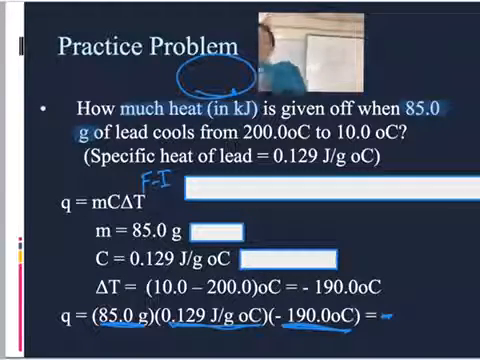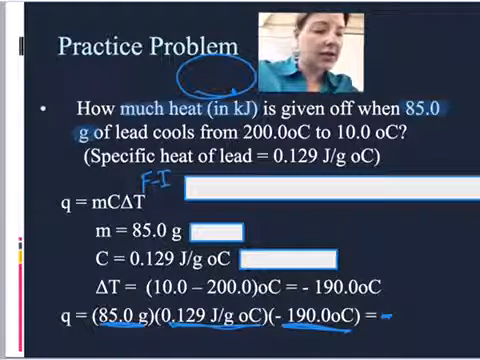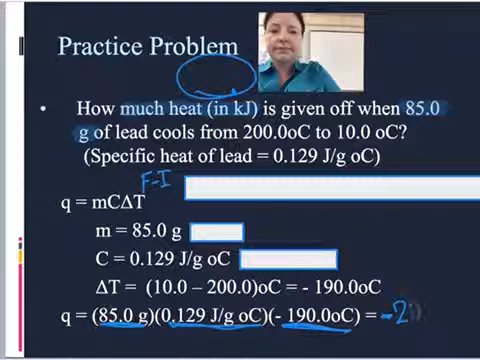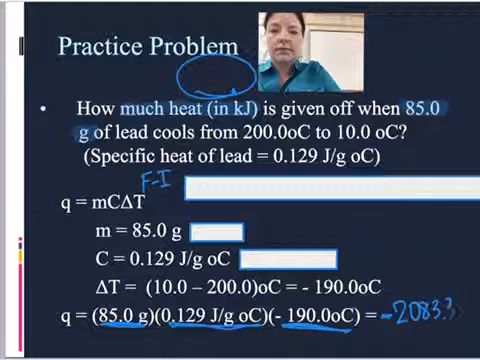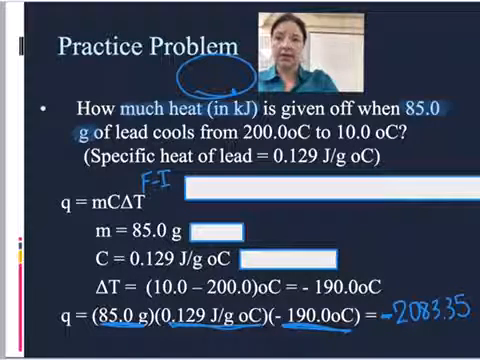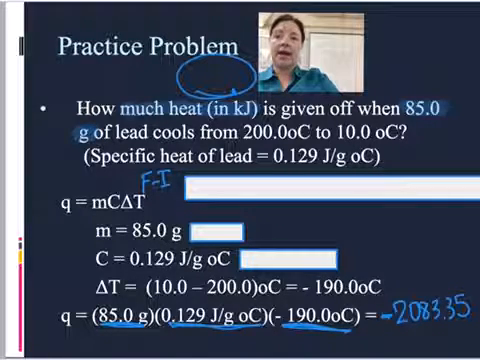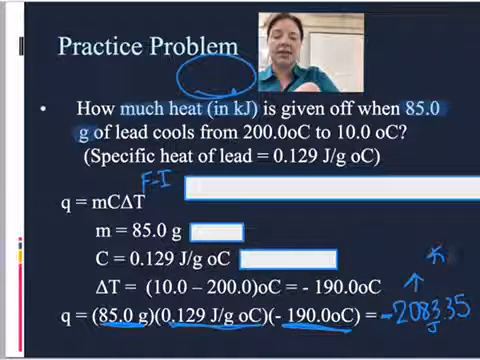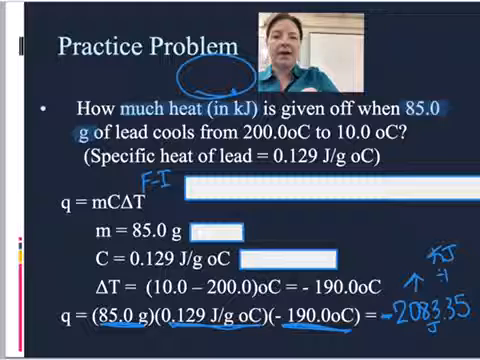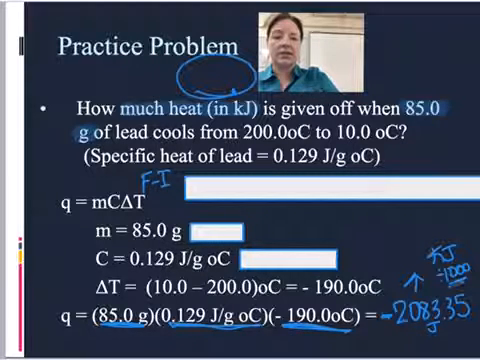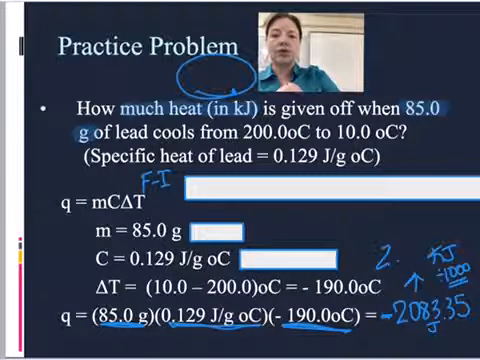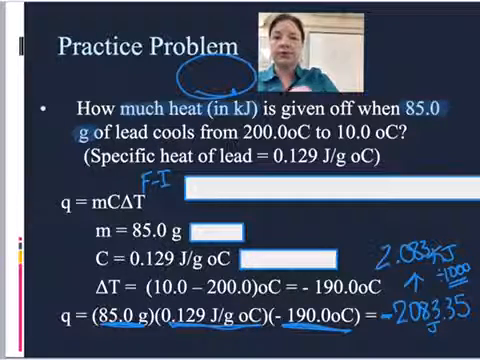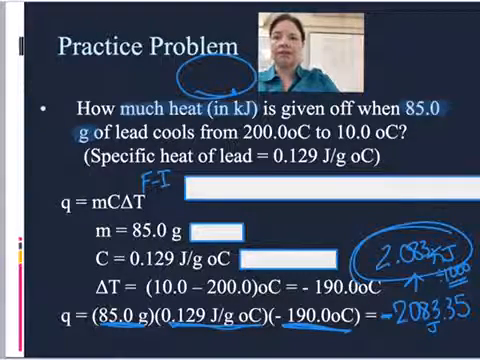And when you multiply all of that, you're going to get a negative answer of 2,083.35. Now, it wants it in kilojoules. So this right now is in joules. So we're going to go ahead and convert that to kilojoules by dividing by 1,000, because kilo is 1,000. And so we would have 2.083 kilojoules of energy there.